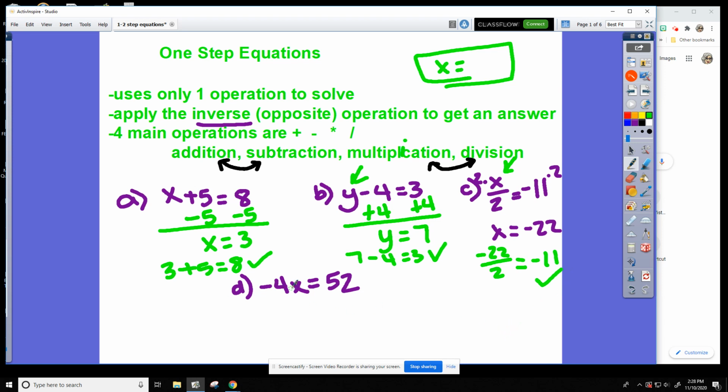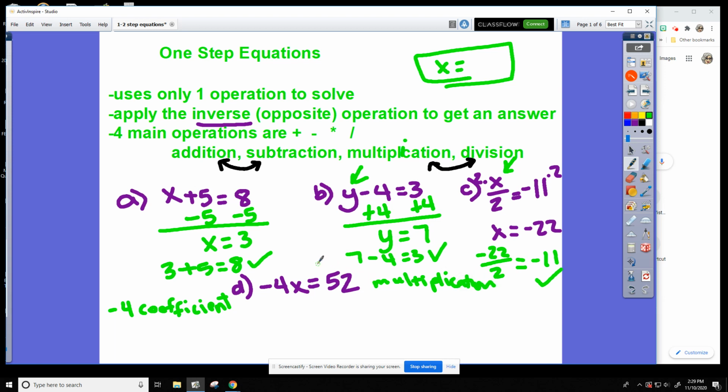Okay, and the last one, remember that video I assigned? It talked about when there is a variable, and this part, negative 4, is called the coefficient. Many people missed that on the quiz. Coefficient. And when there's no operation between them, they're right next to each other, that is multiplication. It is the implied operation.